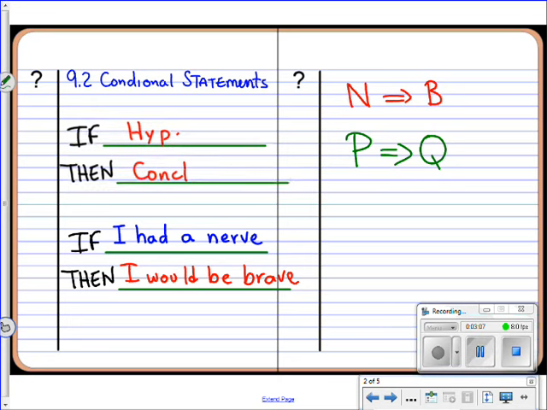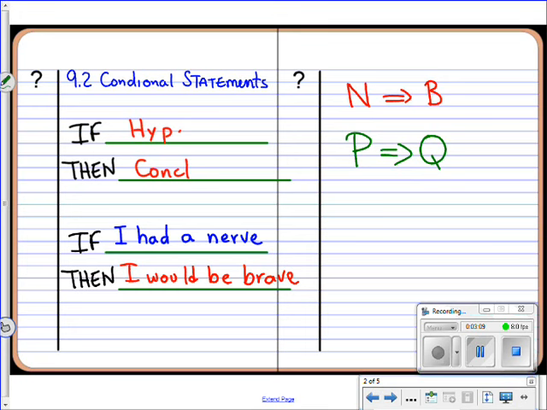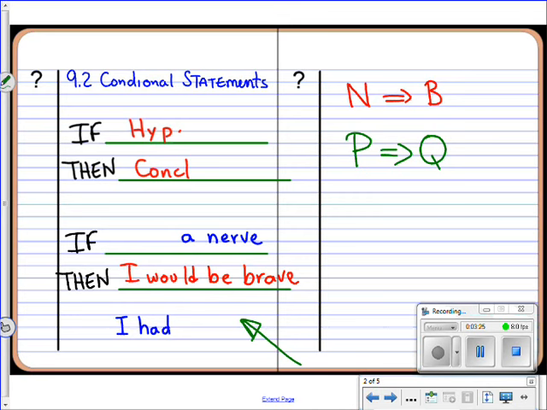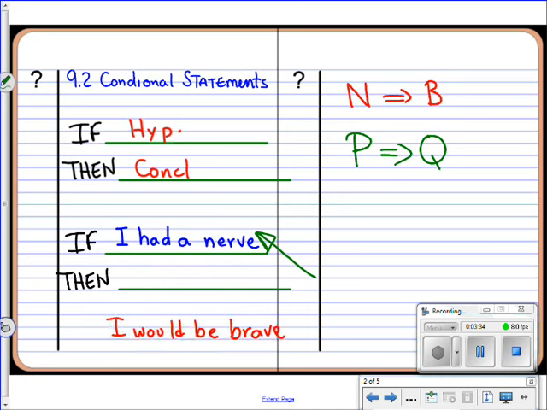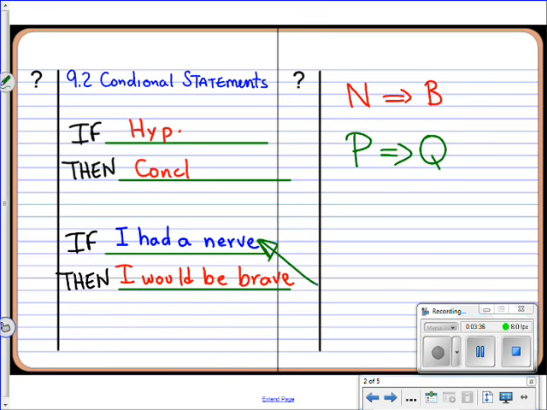What I want you to know about the hypothesis and conclusion is that these statements do not include the if and the then. So if I ask you to write the hypothesis of this conditional statement, you would just simply write, "I had a nerve." That would be the hypothesis. It does not include the if part of that statement. The same is true for the conclusion. The conclusion does not have the then in it. Keep that in mind. That's kind of a warning. You might want to write yourself a note.